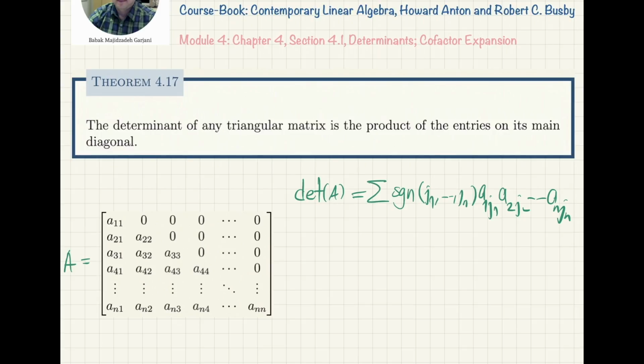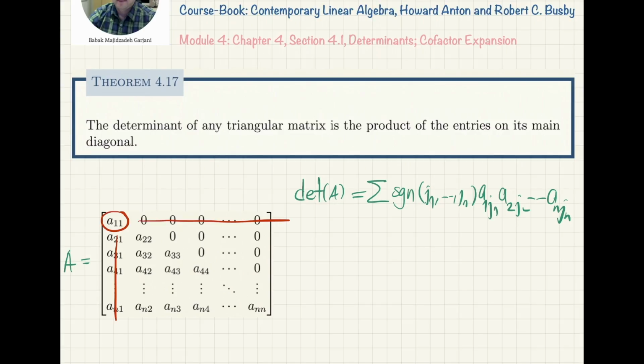So if I want to see which elementary product will survive, I need to choose this one from the first row. Okay, but as soon as I choose this one from the first row, I am not allowed to choose any one of them because they are on the same row as A11 is. And I am not allowed to choose any one of them because they are on the same column as A11 is. So, okay, now I need to choose another one from the second row.